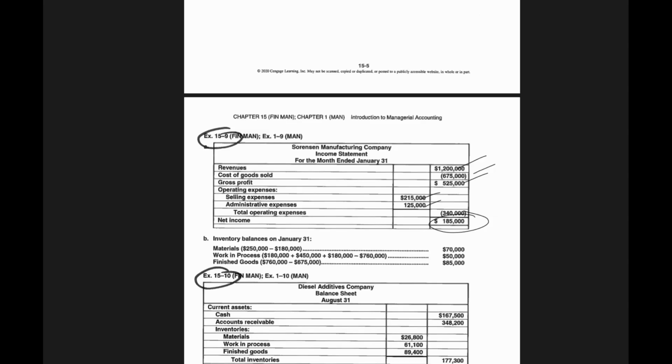Letter B, determine the inventory balances. So there's 3 types of inventory: the raw materials, the WIP, and finished goods. So what was the materials had a beginning balance, and then what they transferred out, 180, which then goes into WIP. See that? And then they added the 450 and the 180, and then stuff that went from WIP over into finished goods, and the 675 is what they actually sold, that's the cost of goods sold.